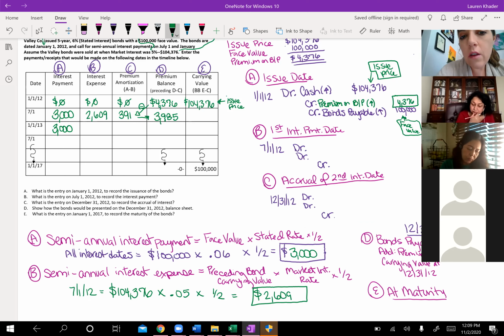Our carrying value slowly inches towards face value. So 104,376 minus 391 gives us a new bond carrying value of 103,985.